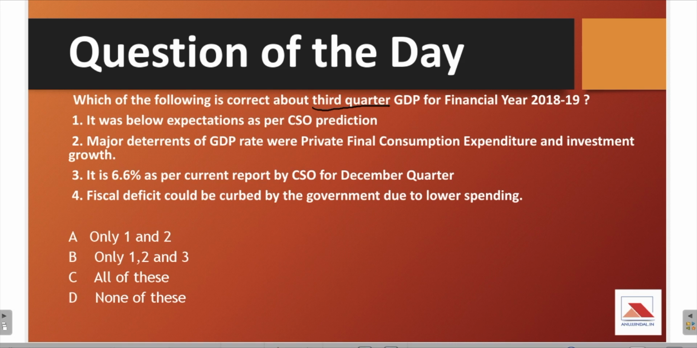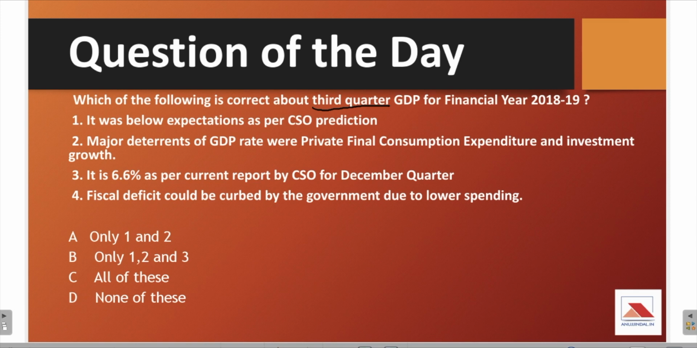Then we'll be discussing the topic, and by the end of this video I'll be discussing the answer to the question of the day, so that you understand what the topic is and what type of question can come in the exam. So the first option is, it was below expectation as per CSO prediction. We just discussed whether it was true or not. I believe that you might have an idea from the previous thing which we discussed.